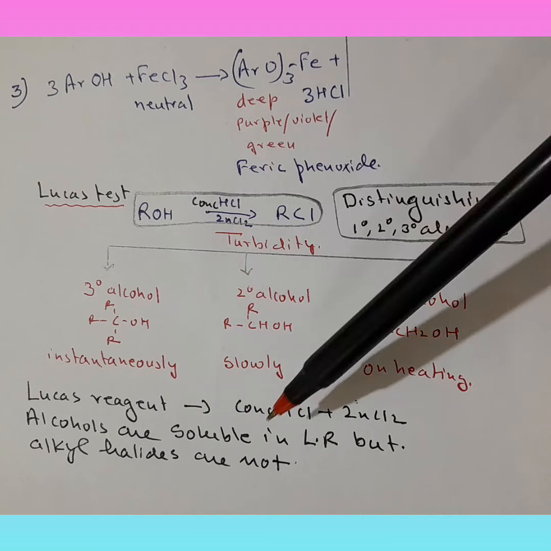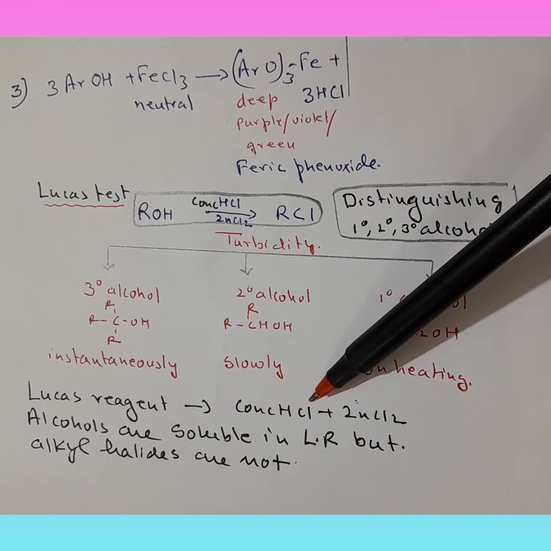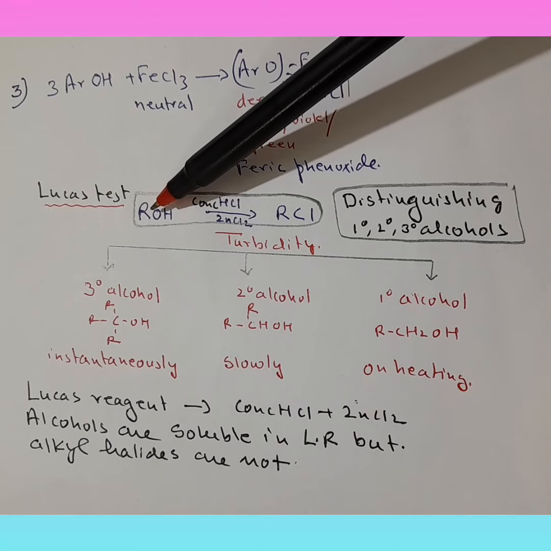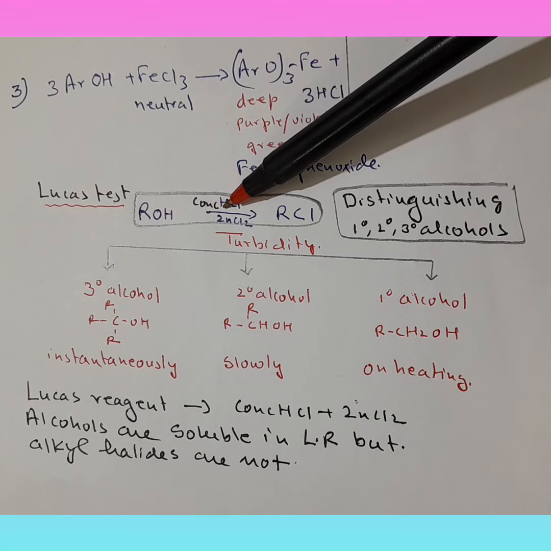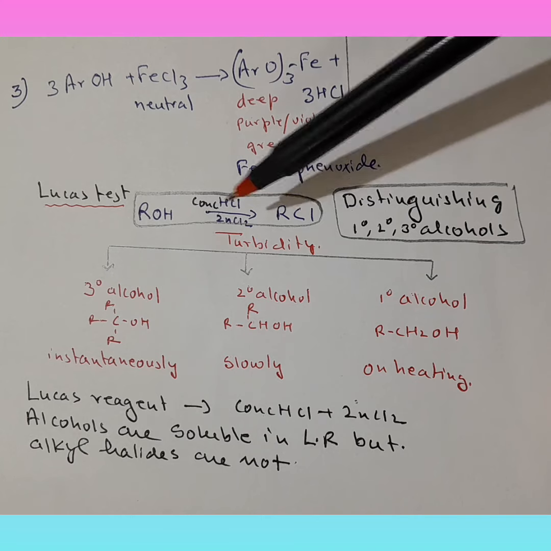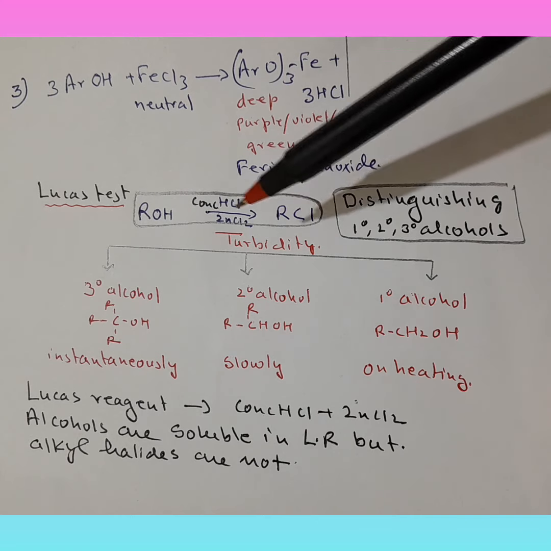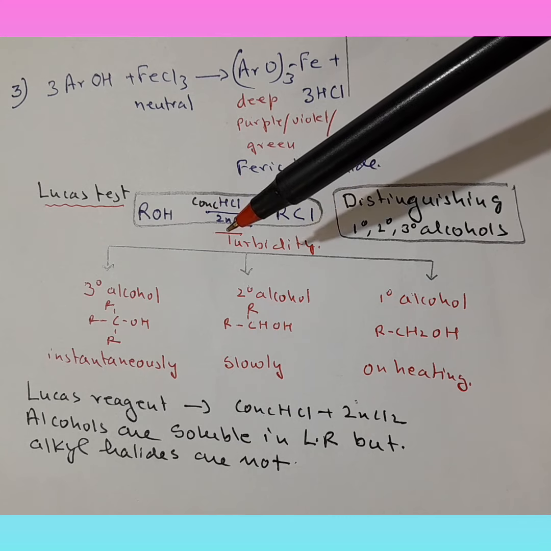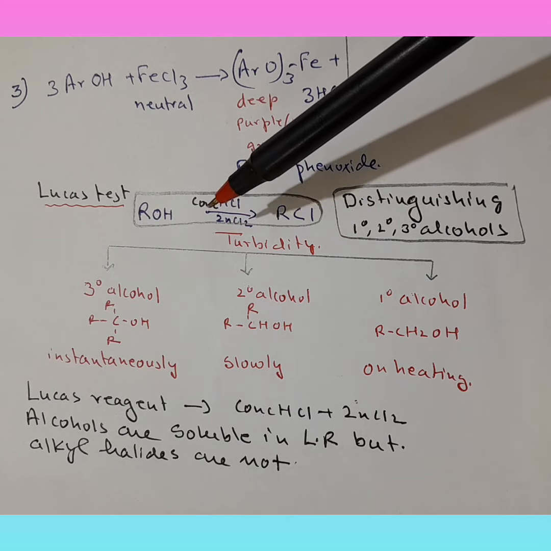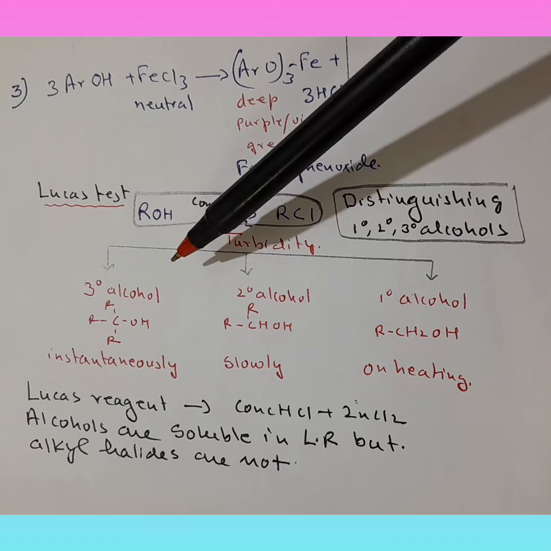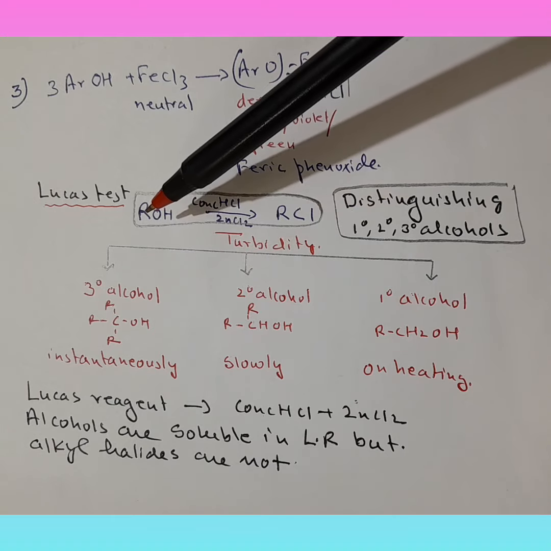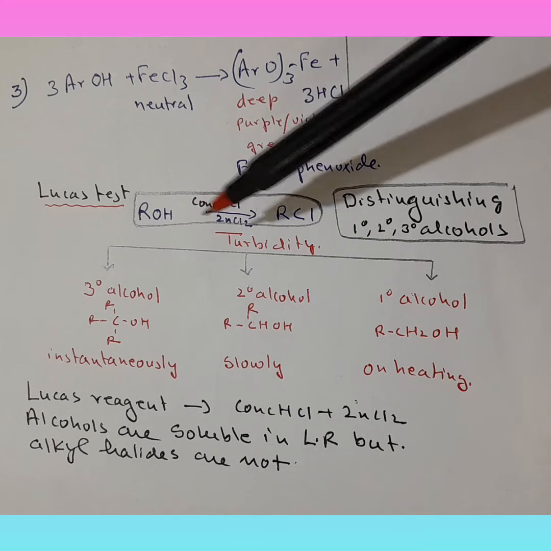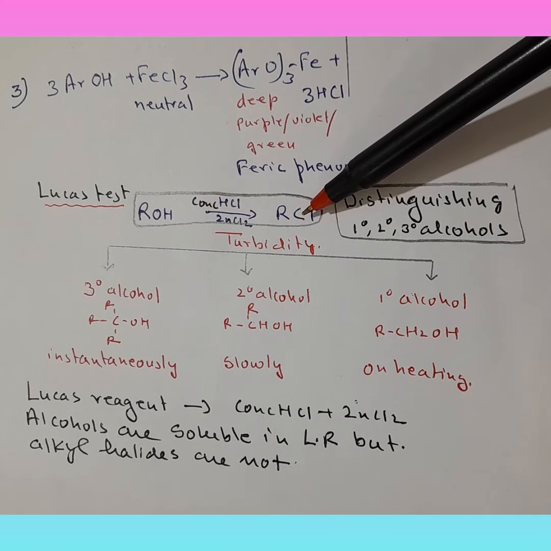Lucas reagent is conc, that is concentrated hydrochloric acid, and zinc chloride. Alright, so alcohol when put in Lucas reagent, prior to getting into discrimination of 1-degree, 2-degree, 3-degree alcohol, let's make it very clear that all these alcohols, whether it be primary, secondary, tertiary, are soluble in Lucas reagent, but the chlorides are not.